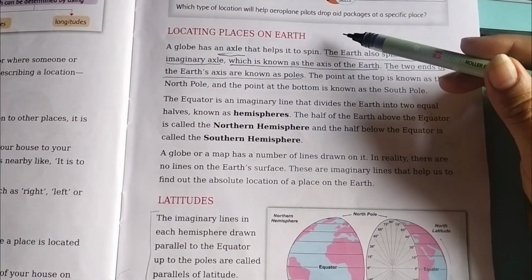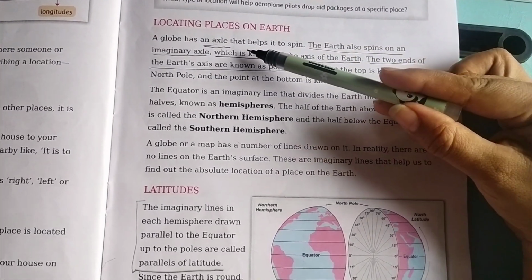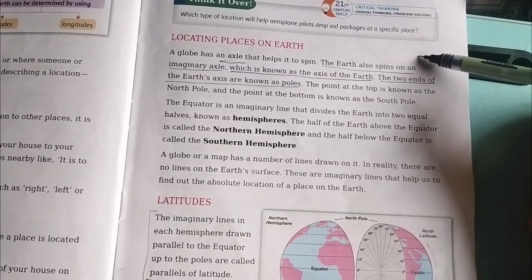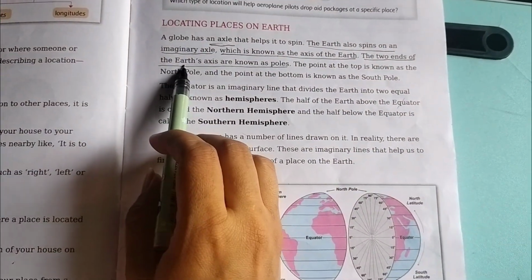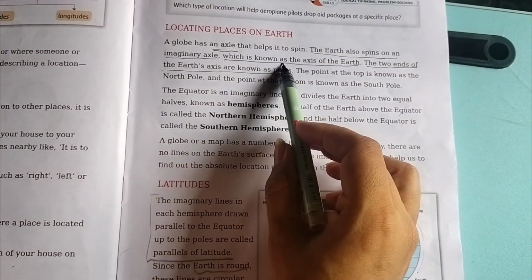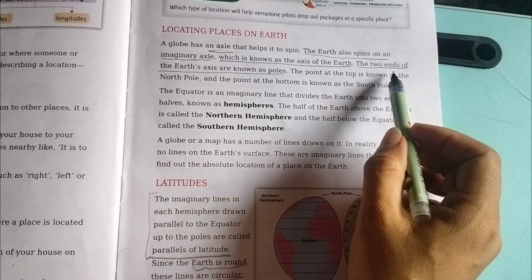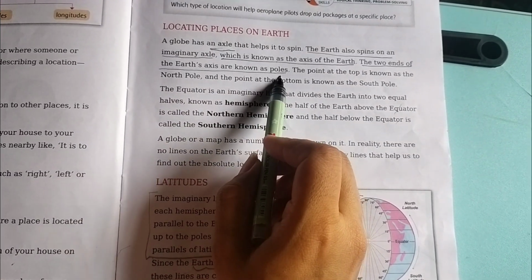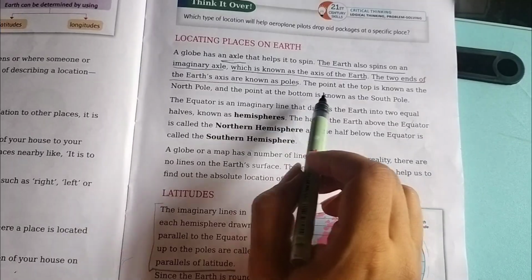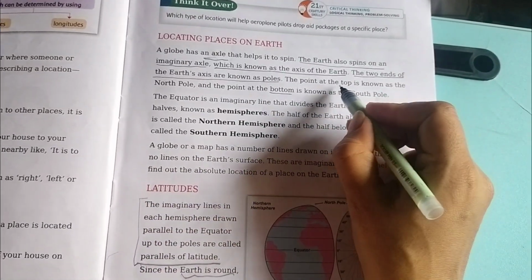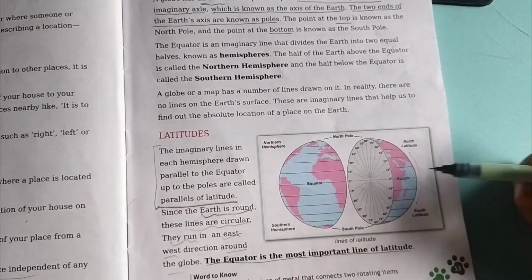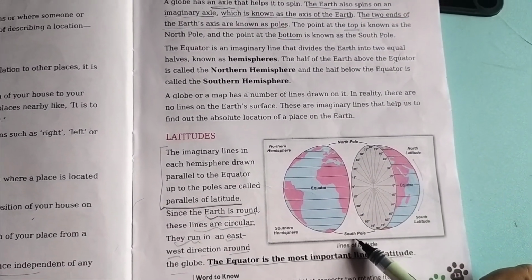Locating places on the Earth. A globe has an axis that helps it to spin. The Earth also spins on an imaginary axis, which is known as the axis of the Earth. The two ends of the Earth's axis are known as two poles. The point at the top is known as the North Pole and the point at the bottom is the South Pole.